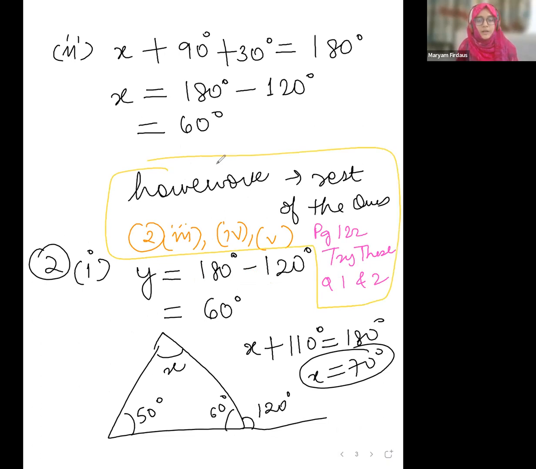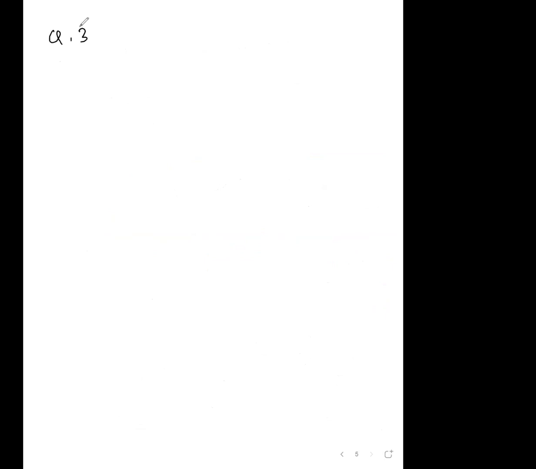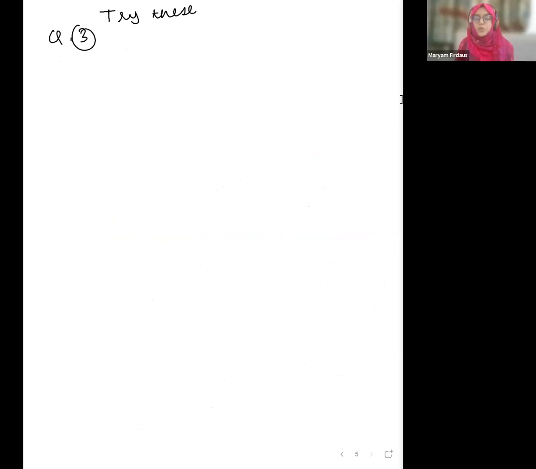Now let's discuss try these question number 3. Can you read it out? The three angles of a triangle are in the ratio 1:2:1. Find all the angles of the triangle. Classify the triangle in different ways. Okay. So the first thing we have to do is make a diagram. It doesn't matter. Just make a rough diagram. You don't have to use a scale or anything. Just randomly make a diagram.